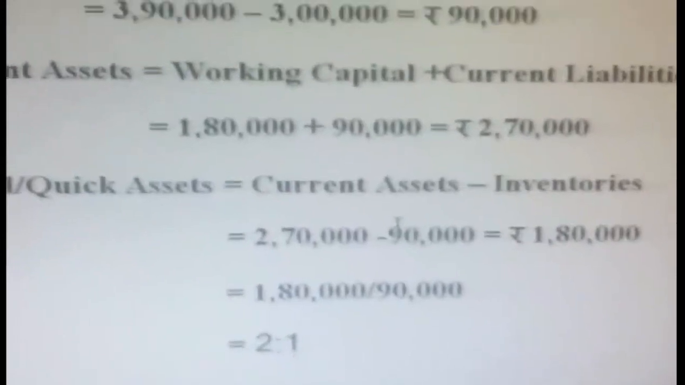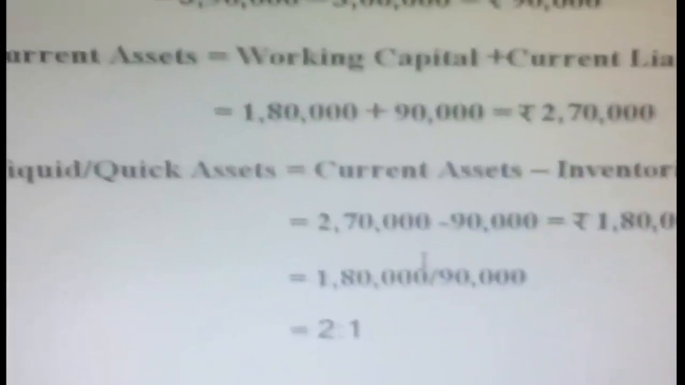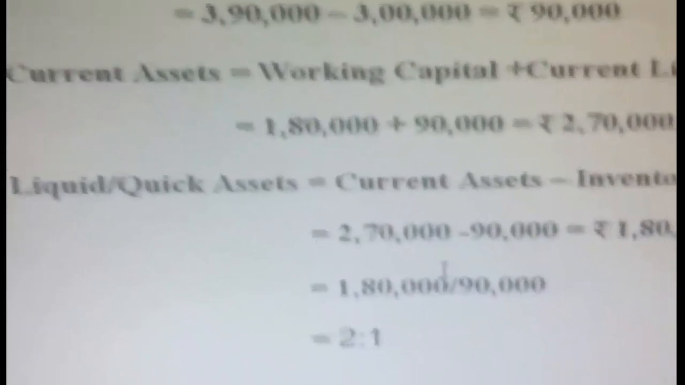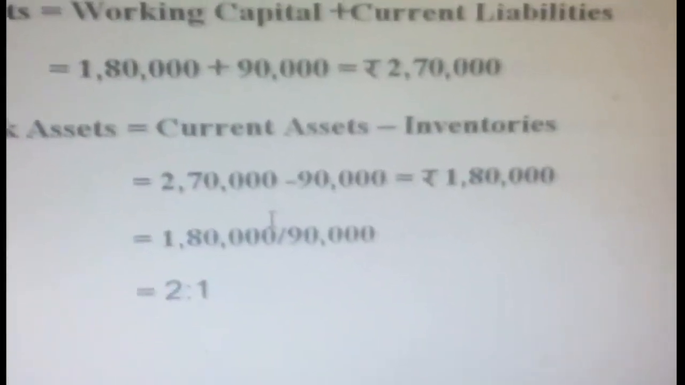Now quick assets. How to get quick assets? We said, from the current assets, just deduct the inventories. Here only the inventories are given. See the problem again, I will show you. See here, inventories only given 90,000. That's why, from the available current assets, how to calculate quick assets? Quick assets is nothing but current assets minus inventories. Here you have to deduct inventories only.